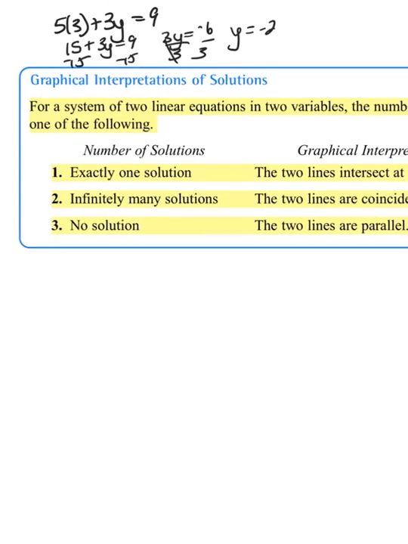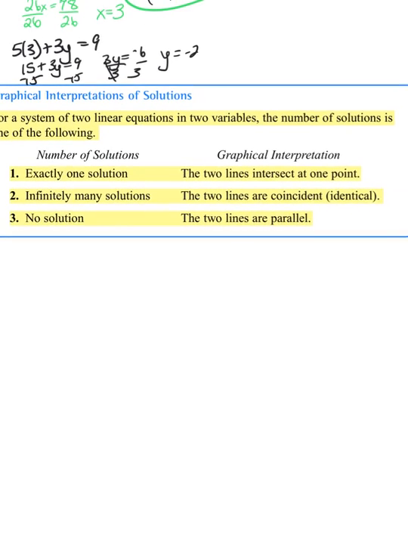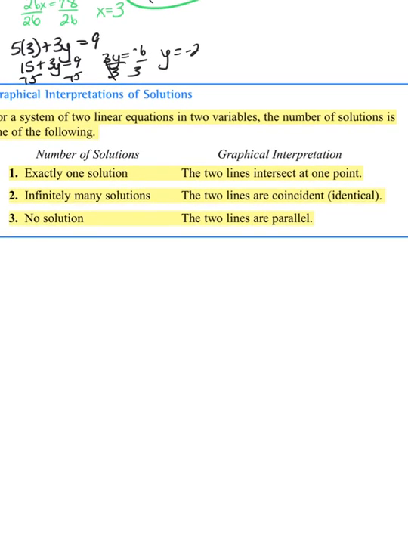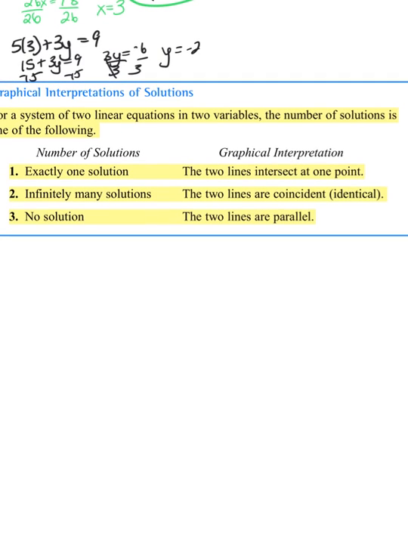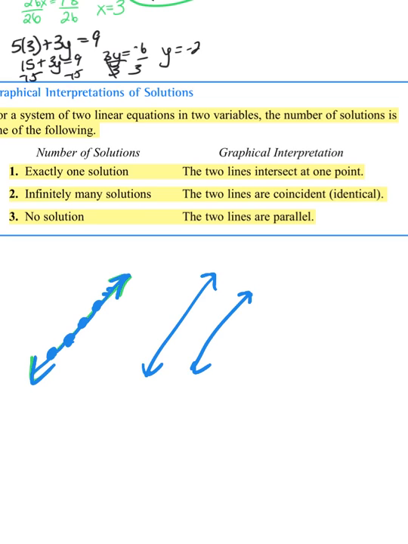If you have infinitely many solutions, and I'll show you what that looks like algebraically, the lines are coincident. They coincide. They're on top of each other. So you would graph one of the lines, then you would graph the other line, and they're right on top of each other. That's what it means that they coincide. So any point along these 2 lines would satisfy both equations. That's infinitely many. No solution is parallel lines. Parallel lines don't ever touch. They don't ever intersect. So this is no solution graphically.